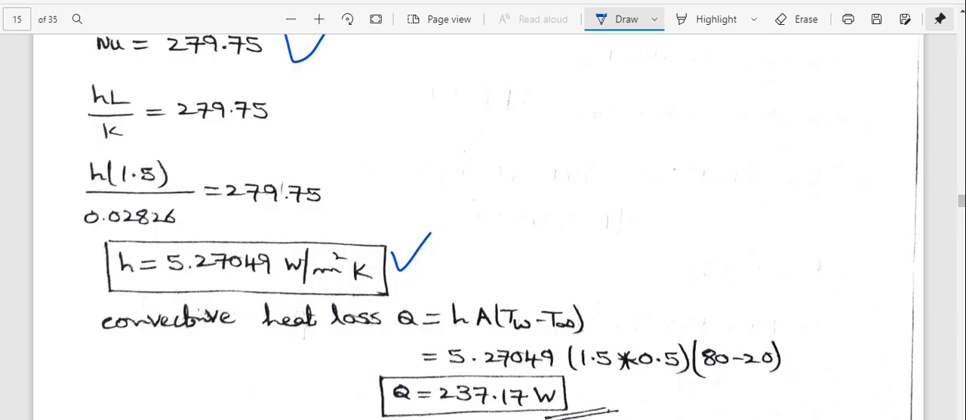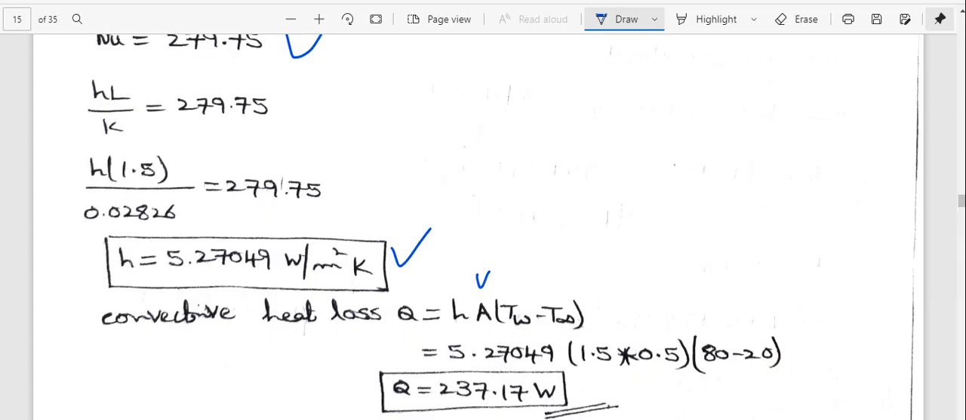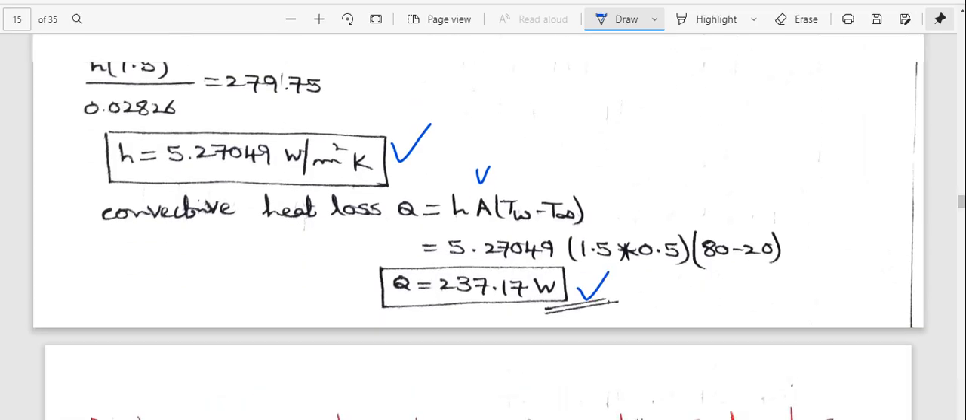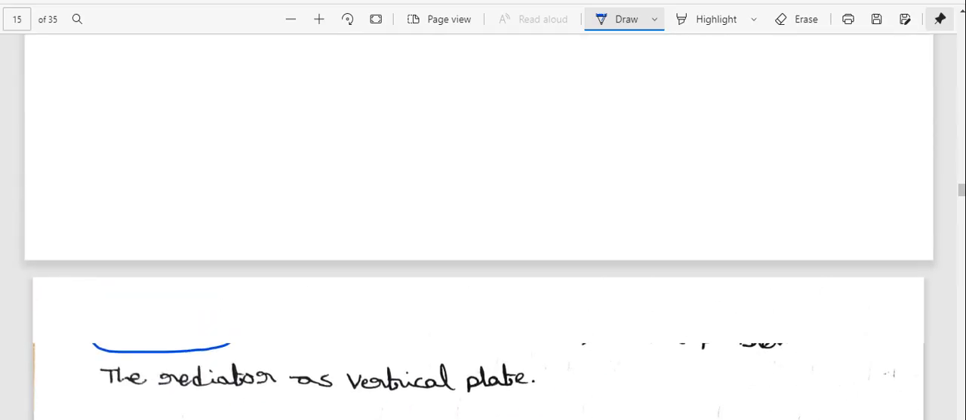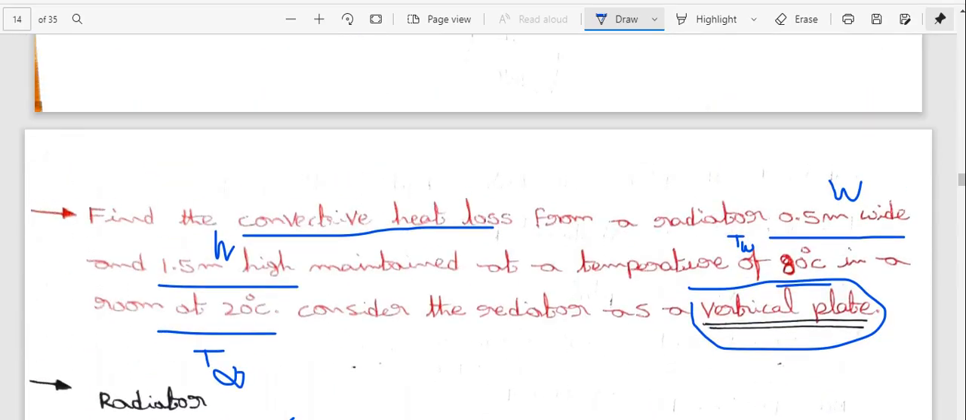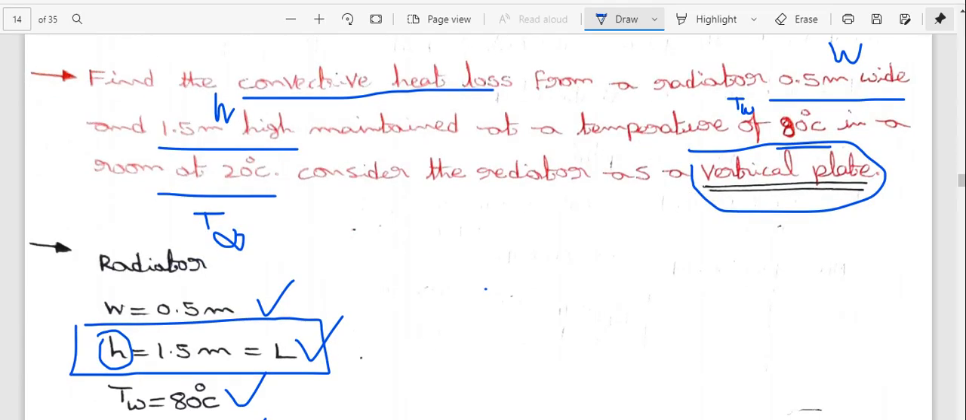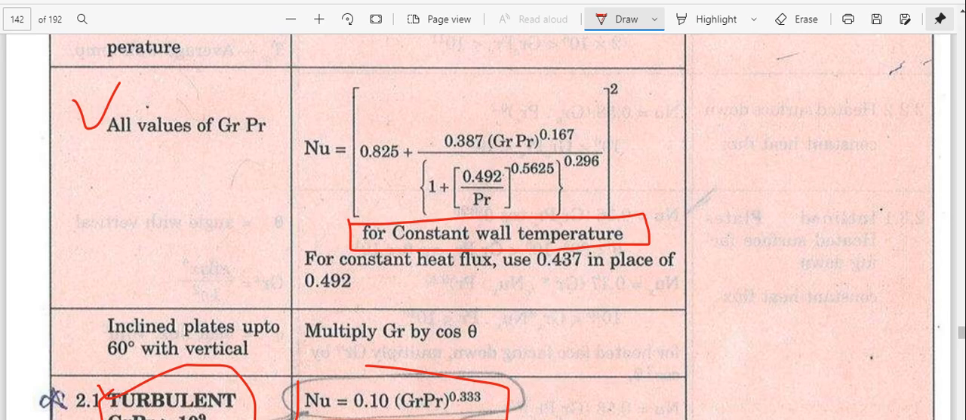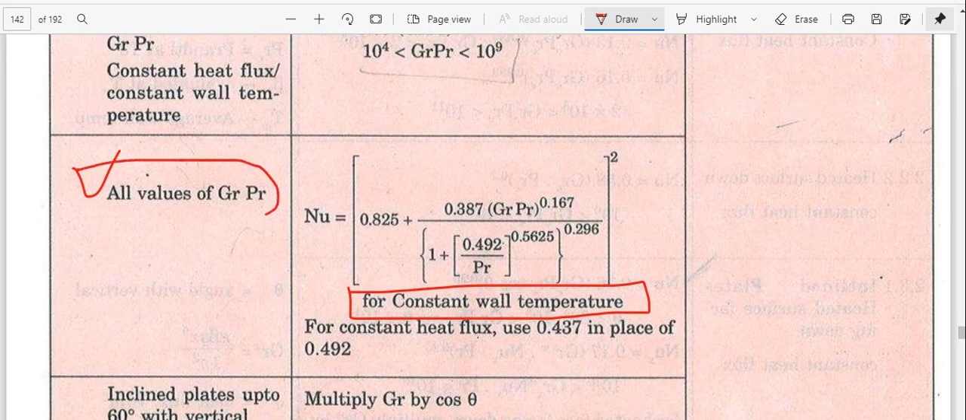So what is the heat loss? Q equals h A delta T. We need to substitute the area, width into length, and T wall is equal to 80, T infinity equal to 20. This is the Q value. This is an important problem. In this problem, we want the convective heat loss from the radiator. Consider the radiator as a vertical plate. That's why I am considering all values of GrPr.